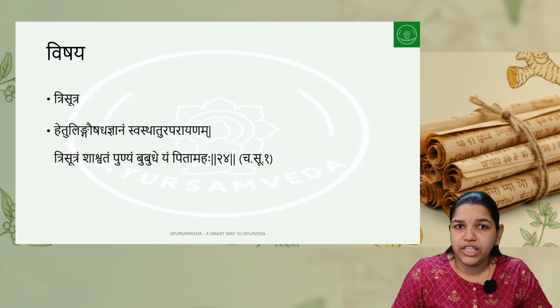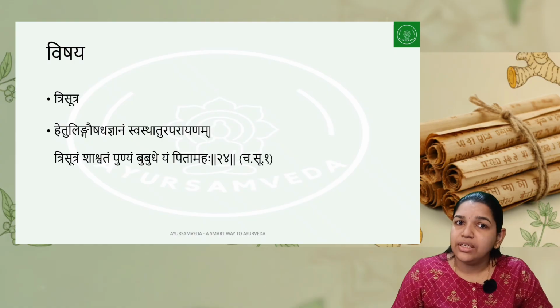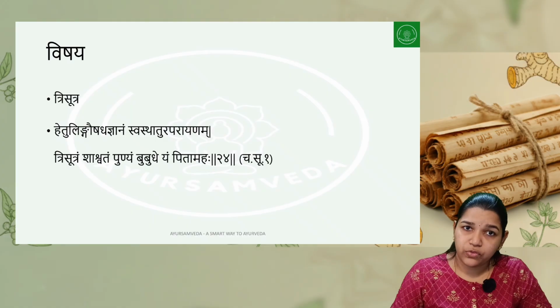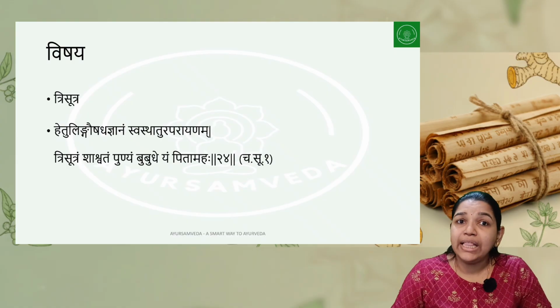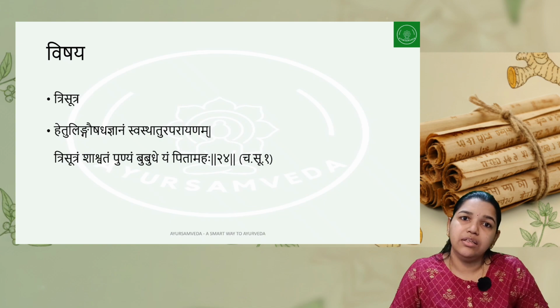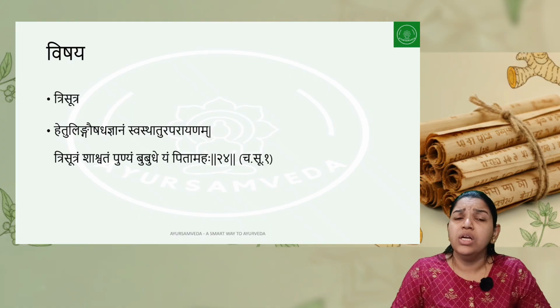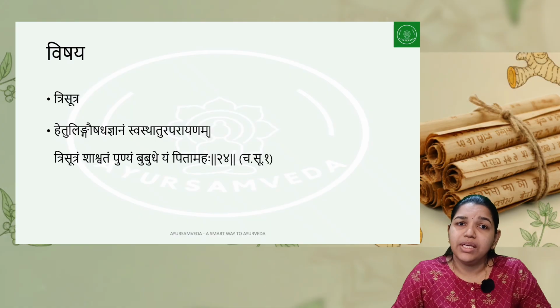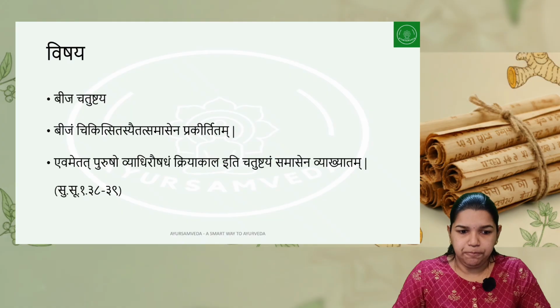Another Vishaya of Ayurveda we can consider is the Trisutra. Ayurvedic concepts are being explained in the form of Trisutra. That is another Vishaya of Ayurveda which has been explained in the textbooks. Charaka Samhita has been explained in the form of Trisutra: Hetulinga Aushadhajnanam Swasthaturaparayanam, Trisutram Shashwatam Punyam Bubudheyam Pitamahah. Hetu, Linga and Aushadha have been explained. From the starting Sutrasthana till the Siddhisthana, we can see the concept of this Trisutra, that is Hetu, Linga and Aushadha. All the concepts explained in Charaka Samhita are related to this Hetu, Linga, Aushadha. So that is another Vishaya of Ayurveda.